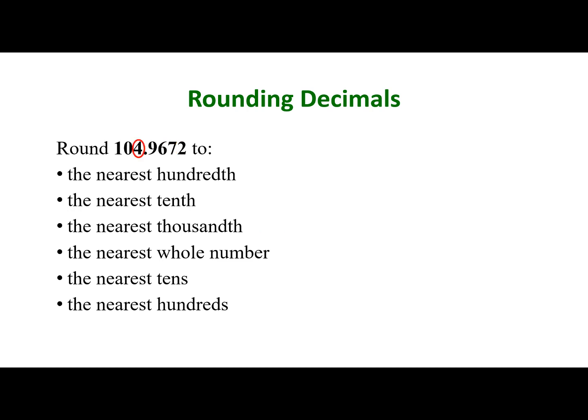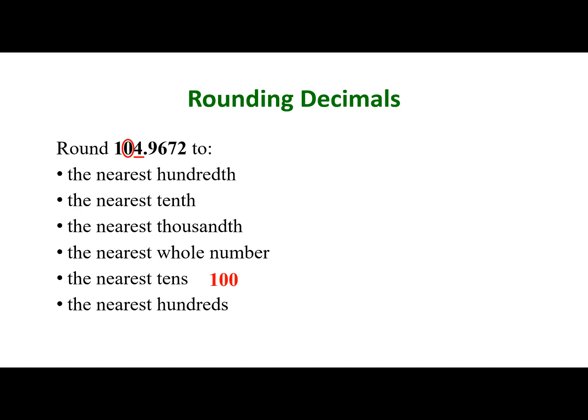To the nearest whole number, that's our 4. The number to the right of 4 is a 9, that means we round up, so this becomes a 105. To the nearest tens place, that would be our digit of 0, so either that's going to stay a 0 or go up 1. I look to the number to the left, it's 4. We round down, everything else becomes zeros, so this number rounded to the nearest tens place is 100.